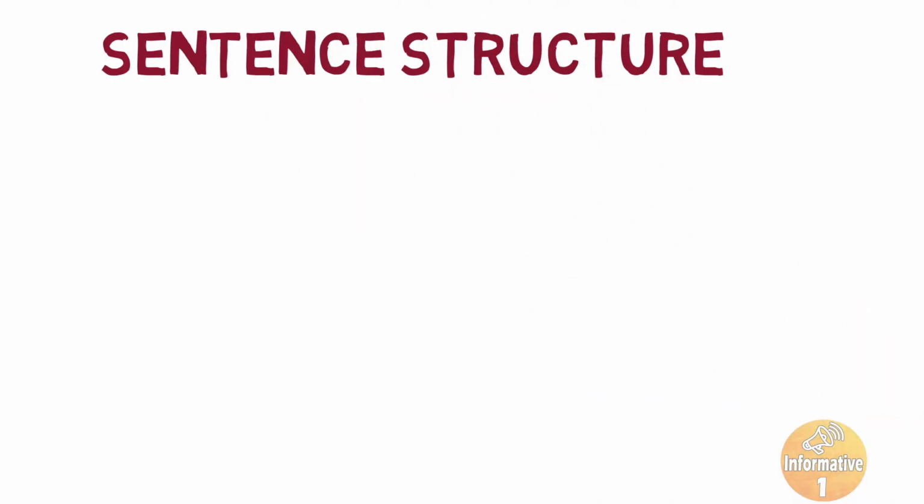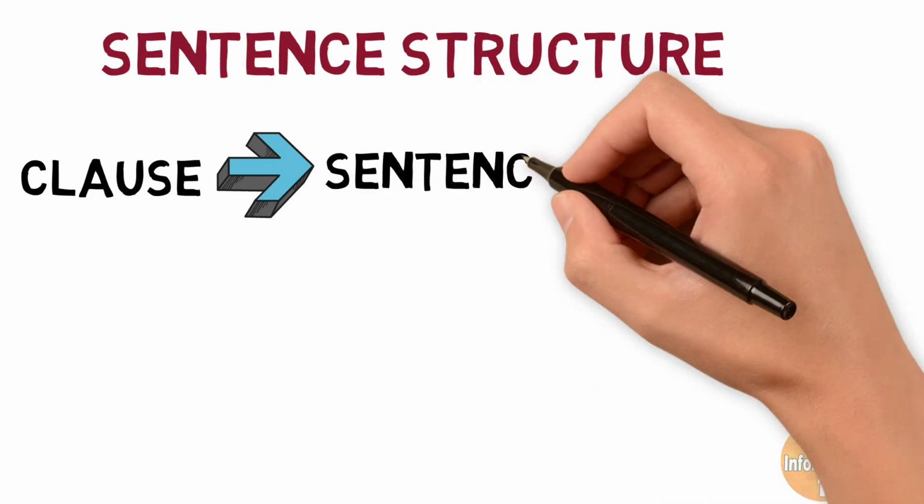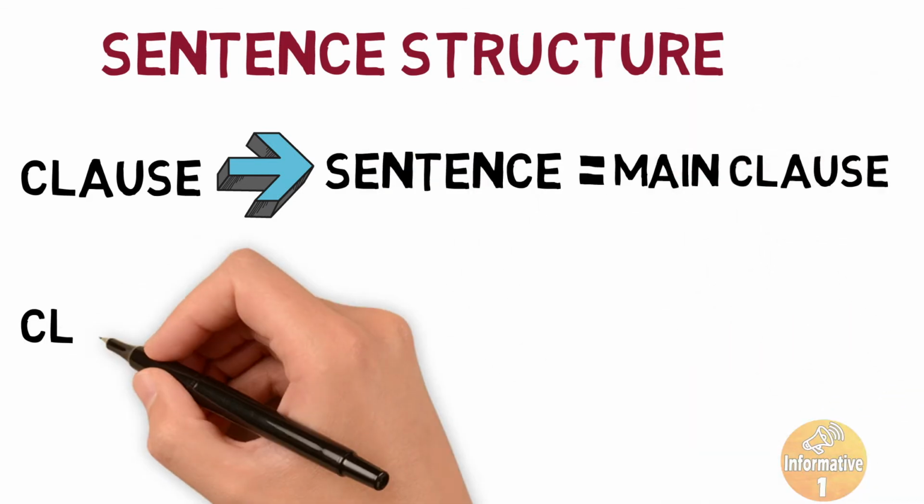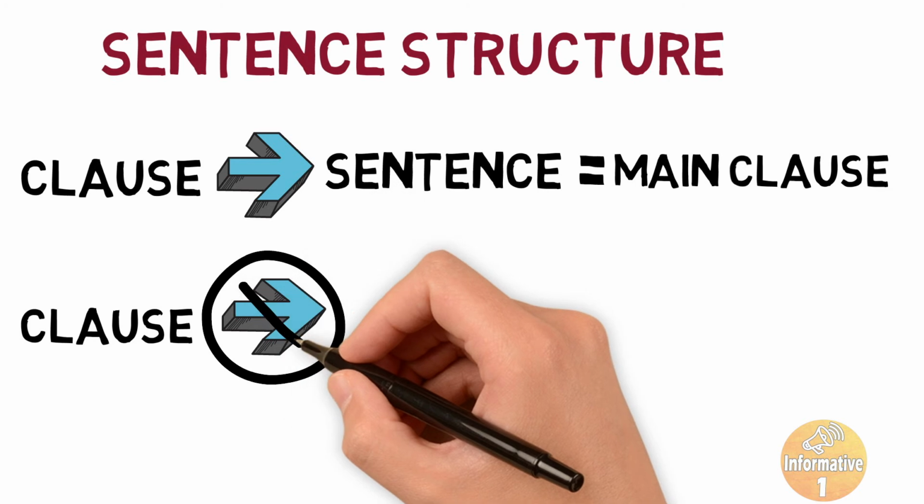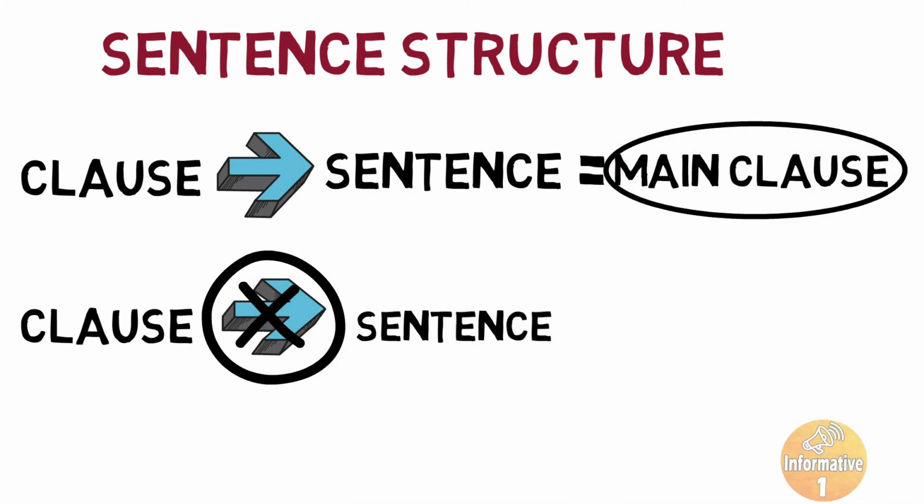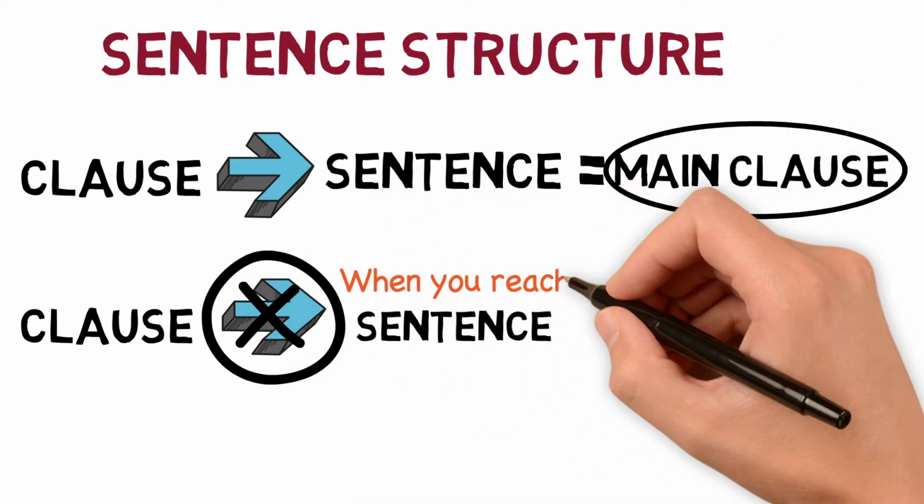All the clauses that we just discussed are simple statements, and each can form a sentence. A clause that can stand alone as a sentence is called a main clause. Some clauses cannot form sentences on their own and need another main clause to make a sentence.